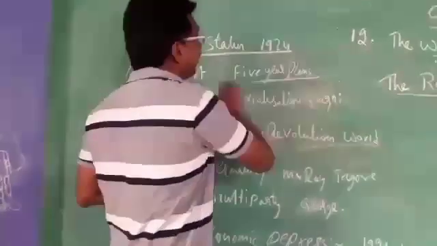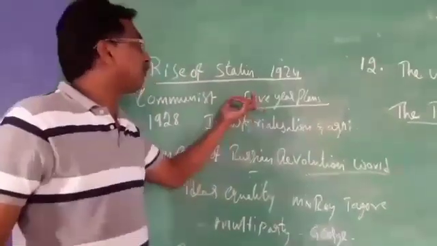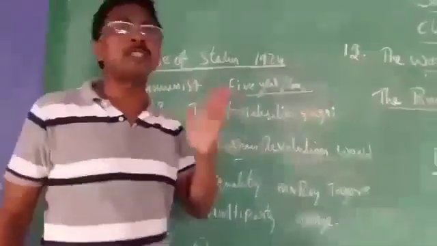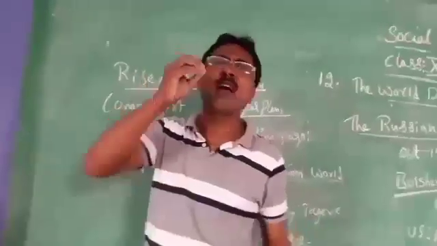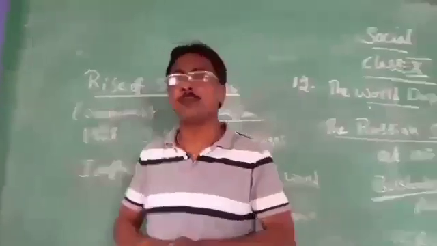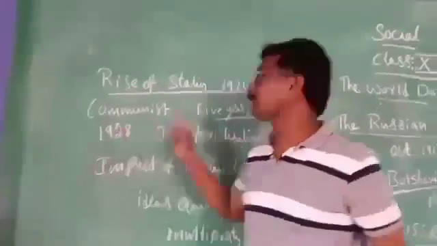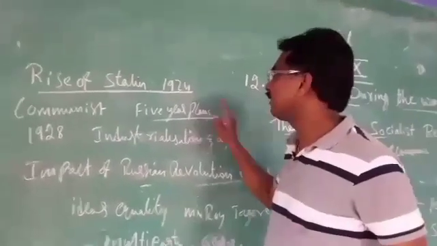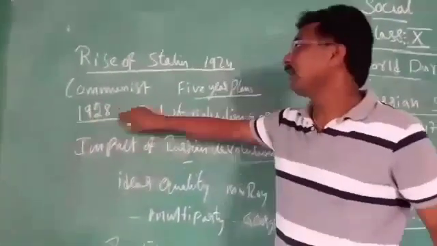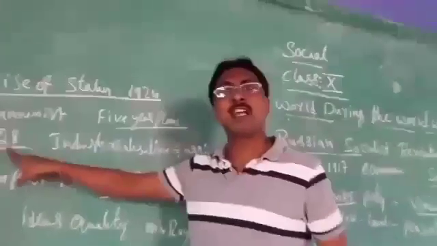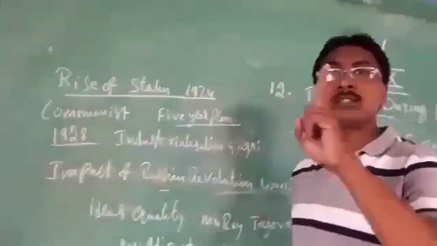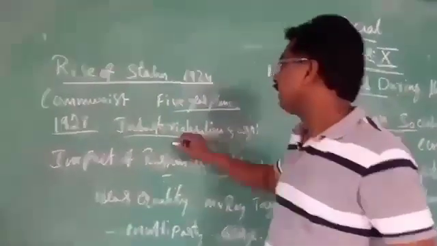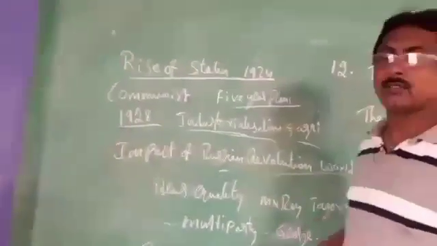Lenin started a 5-year plan. What is a 5-year plan? It means for 5 years they will plan and develop only that. So Russia was the first country to establish the 5-year plan, in 1928. There are two main aims. What are they? I should develop industries, industrialization, and agriculture. What is that?